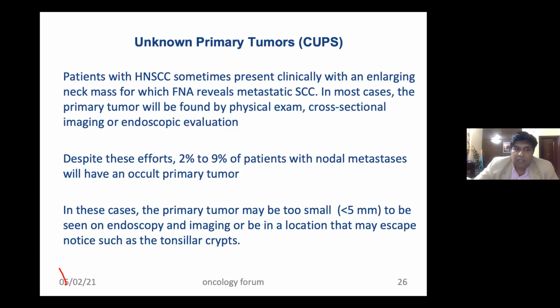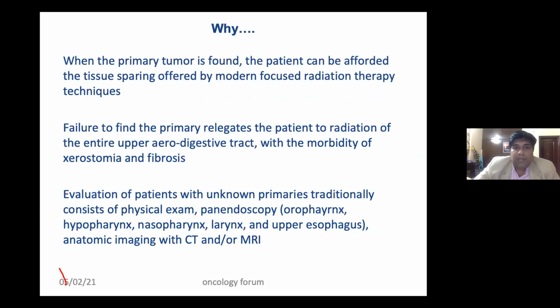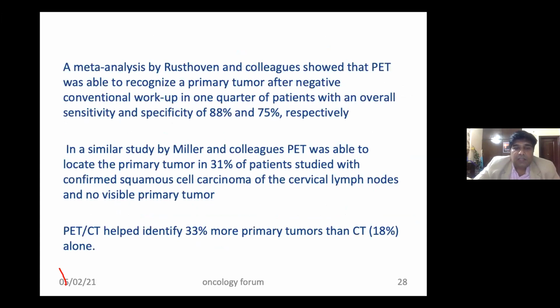All PET-CTs now have a spatial resolution of about 6 to 7 mm. If the size of the primary tumor is less than that, we are not able to find the primary site in PET-CT nowadays. As you all know, if the primary tumor is found, the patient can be afforded the tissue sparing offered by modern focused radiation therapy techniques, and they have very low morbidity of xerostomia and fibrosis in head and neck cancers. There are different meta-analyses on the role of PET-CT in CUPS patients. There are two subsets, as I told earlier, head and neck cancers and others. From a practical point of view, we only find one third of the primary sites in head and neck cancers.